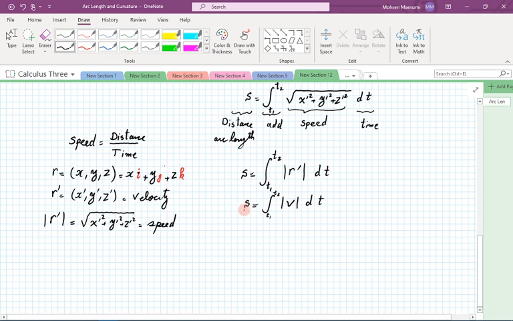So think about it this way. Distance is equal to the integral of speed versus time. That's what it means. Let's go ahead and do a simple practice.